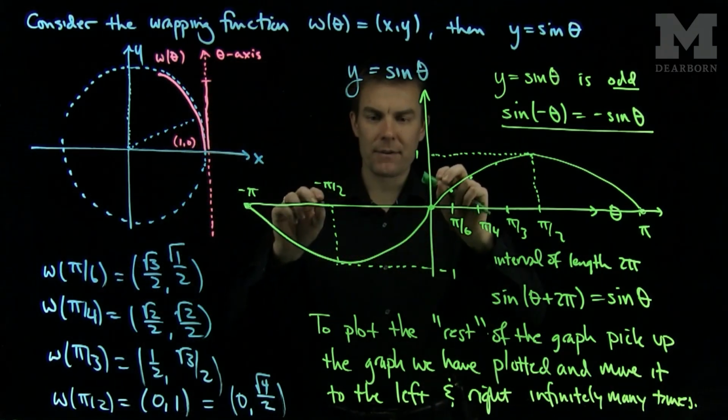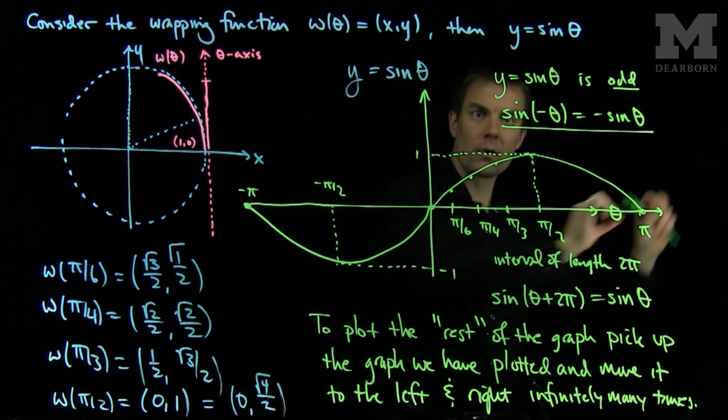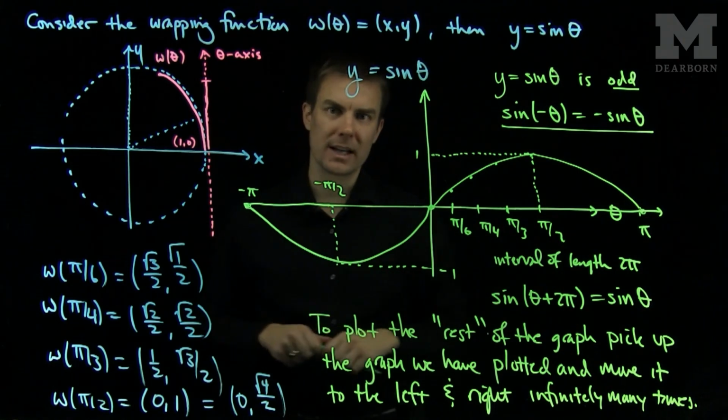So I will have this same version of the graph, the same exact shape, that's pasted over and over and over again as we go from pi all the way to infinity and negative pi all the way to negative infinity.